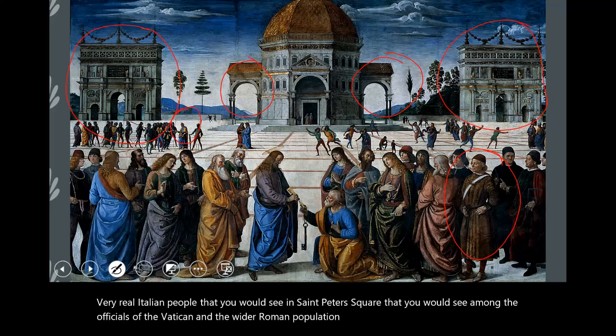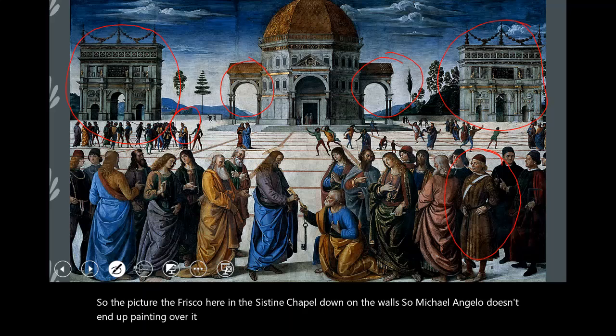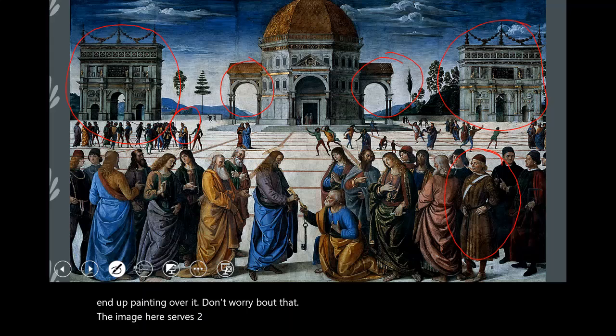Because what the church needed to do at this point, after that great schism of dueling popes, is solidify their power, both religiously and politically. So the picture, the fresco here in the Sistine Chapel, down on the walls, so Michelangelo doesn't end up painting over it, don't worry about that. The image here serves two purposes: the political and the religious, the realistic and the very figural, metaphorical that is going on here.